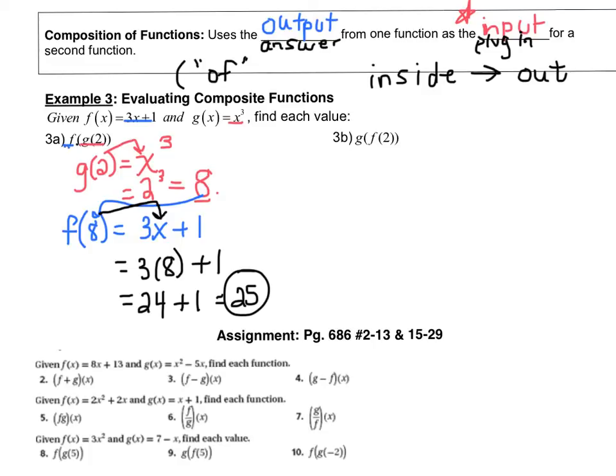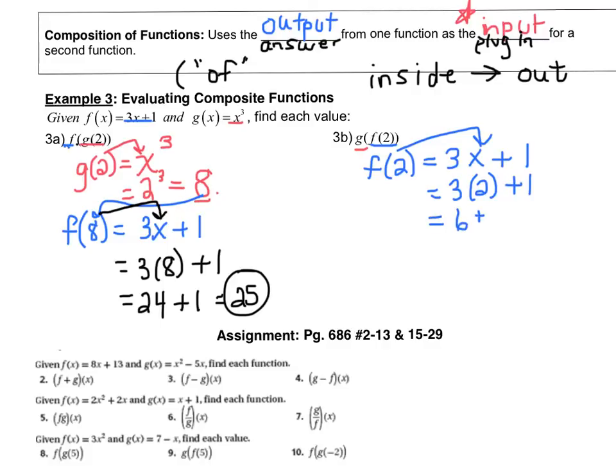Let's do 3b. If you notice, the only difference between 3a and 3b is this time the f is on the inside and the g is on the outside. So let's work from the inside out, and first we're going to take 2 and plug it into the f function, which is 3x plus 1. So we're going to take the 2, plug it in, 3 times 2 plus 1. Well, 3 times 2 is 6. 6 plus 1 is 7. All right, so we're going to take that blue 7 and we're going to plug it into the g function, so it's going to be g of 7 because we just got 7 for the answer.